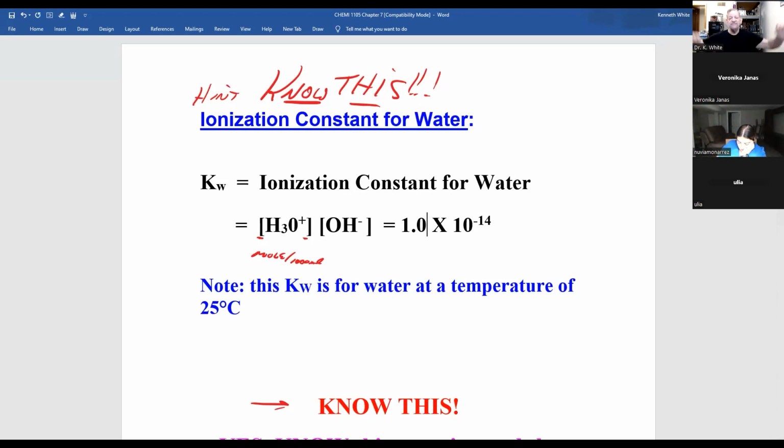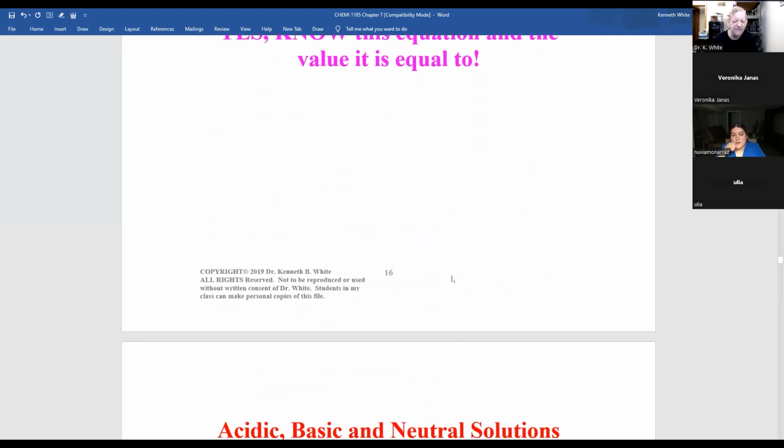Now, KW, not named after me, but I wish it was, shucks. But anyways, this was created long before I was born. KW is affected by temperature. That number is for room temperature, 25 degrees C.